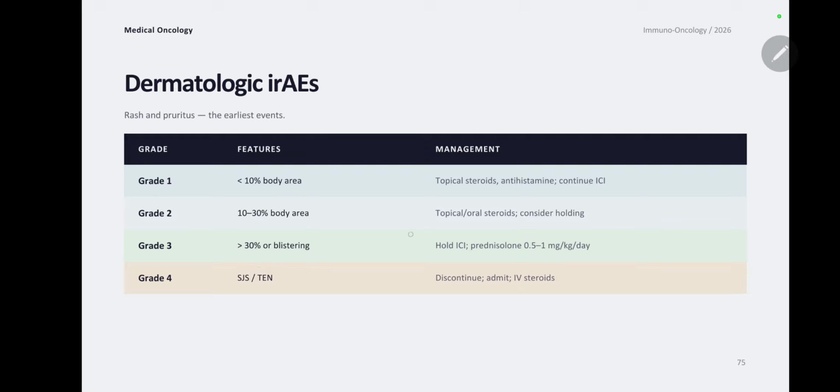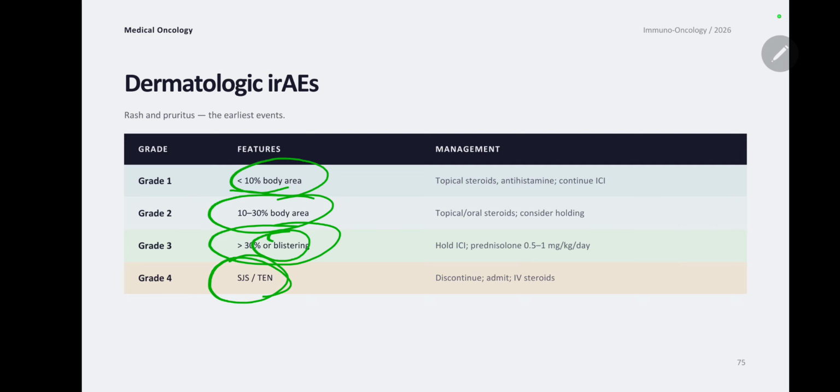First of all, dermatological toxicity. Grade 1 is less than 10% body area, grade 2 is 10 to 30% body area, grade 3 is more than 30% or blistering, and grade 4 is Stevens-Johnson syndrome and toxic epidermal necrolysis. Grade 1 is topical steroid, antihistamine, and continue ICI. Grade 2 is topical or oral steroid and consider holding. Grade 3, hold ICI and start prednisolone. Grade 4, permanently discontinue and start steroids.